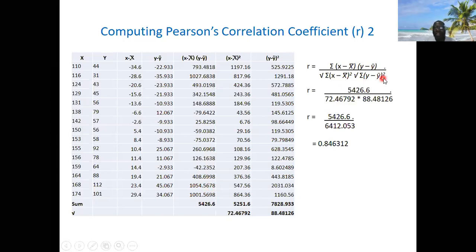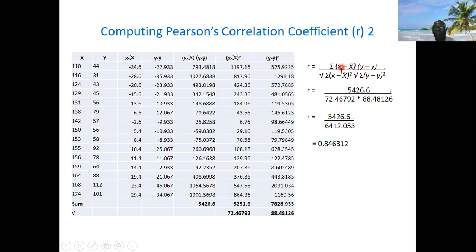Now, if you look at the denominator, we are looking at x minus x bar squared. This x minus x bar, you square it. Y minus y bar, you square it, gives you this. These are the sums. Then, because x minus x bar squared and y minus y bar squared are summed, after summing them you need to take their square root. So that's why the square root is here.